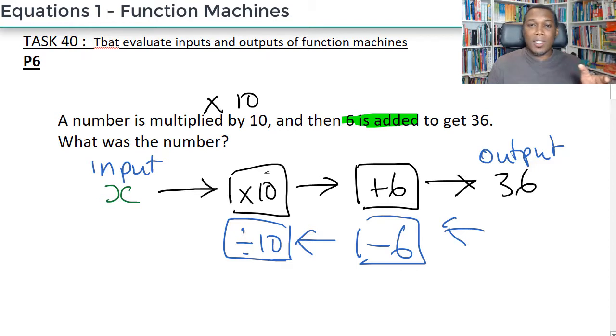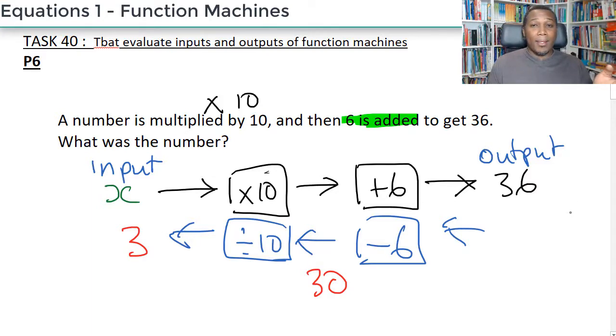So I'm starting with 36. The first thing I do is take away 6. That gives me 30. Then divide by 10. That gives me 3. Boom, boom. That's what we're talking about. We're saying x is 3. The input is 3. Look at that. If we check, 3 times 10 is 30, and 30 plus 6 is 36.